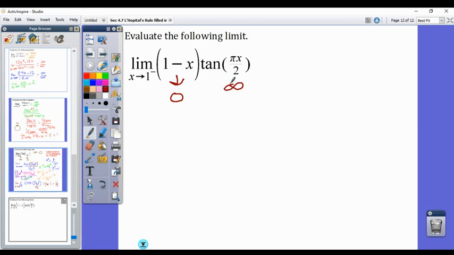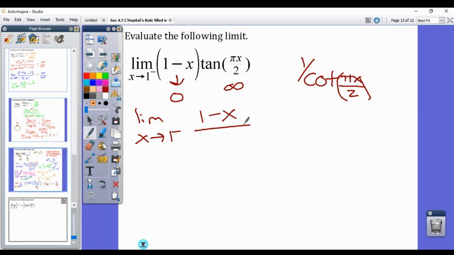Okay, so what we're going to do is divide by the reciprocal. So in this case, I'm going to use the reciprocal of tangent, which is cotangent. So I'm going to end up dividing by 1 over cotangent of pi x over 2. Okay, so that's going to end up giving me the limit as x approaches 1 from the negative side of 1 minus x in my numerator, and this is going to drop down.